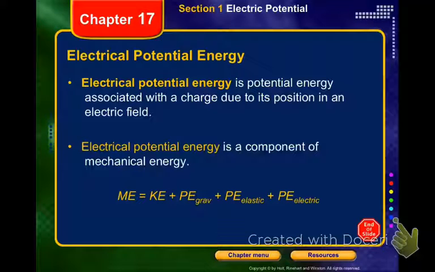This is the start of Chapter 17. This is Section 1 that deals with electric potential. We're going to build on to what we learned last week in Chapter 16 and continue to move forward.